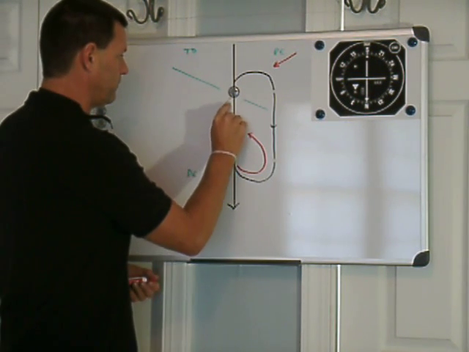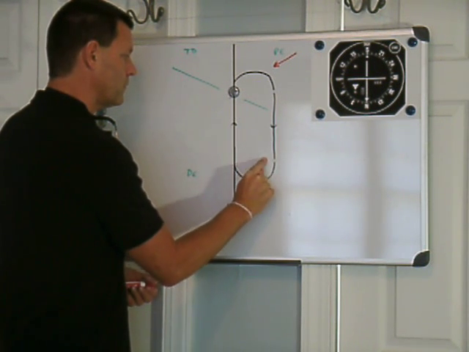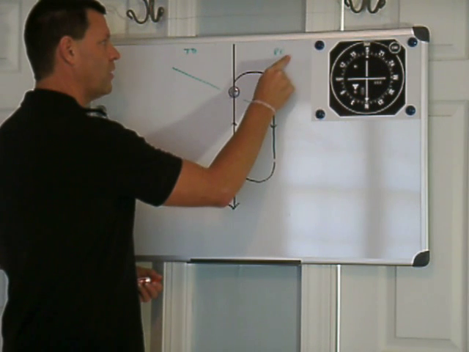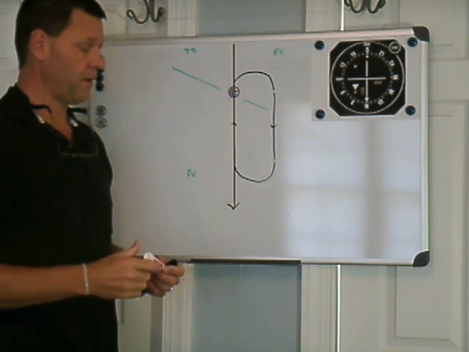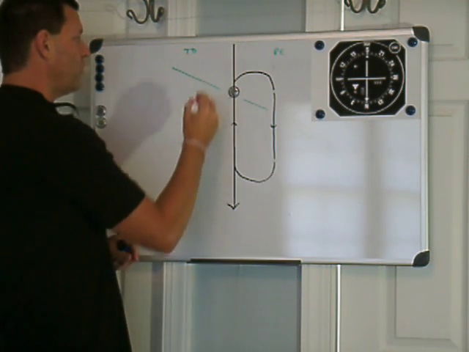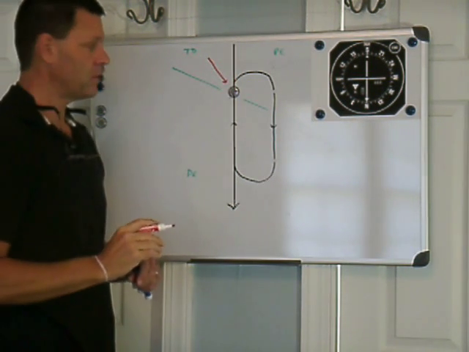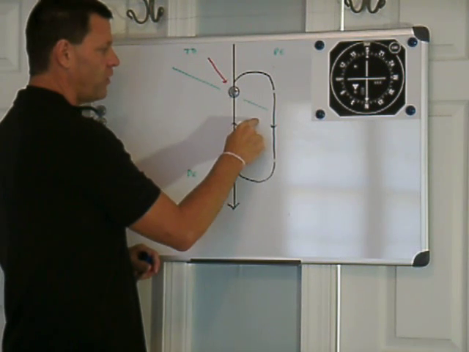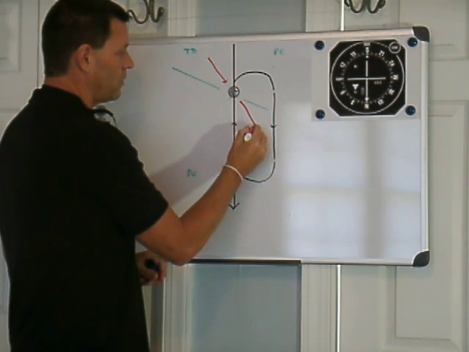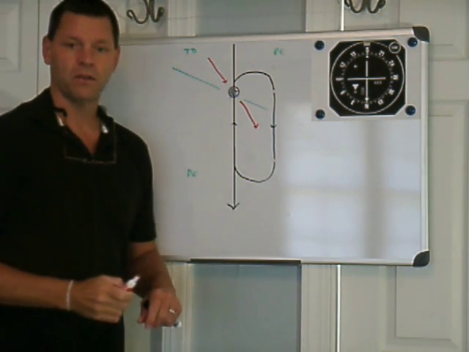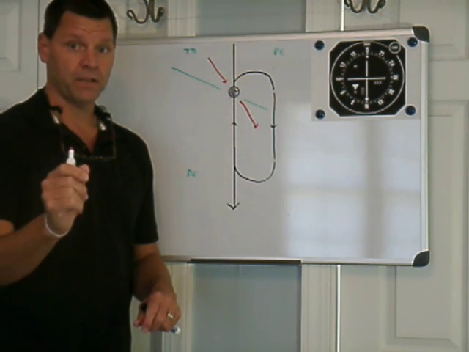The teardrop entry is a little different, and sometimes a little harder to remember, because it's slightly different depending on whether you fly a left or right-hand pattern. On the teardrop entry for a right-hand pattern, you fly to the fix. But instead of turning to the outbound heading when you cross the fix, you turn to a heading of the outbound heading minus 30 degrees.